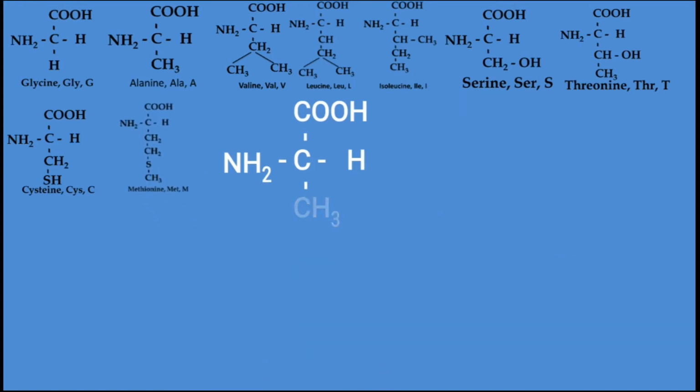The next amino acid is aspartic acid. The 3-letter code is ASP and the 1-letter code is capital D. Here a carboxyl group is added to the alanine amino acid molecule, and since it carries a negative charge, it is an acidic amino acid.